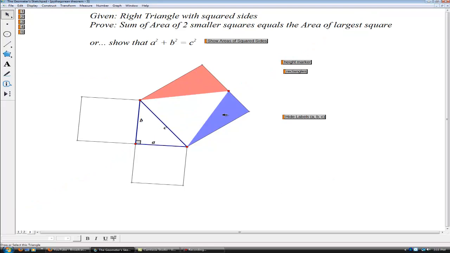So let's see that step. And so we have maintained that this blue area is exactly half of our a squared. All we did was shear it once, rotate it, and then shear it again. This red area is exactly half of b squared.